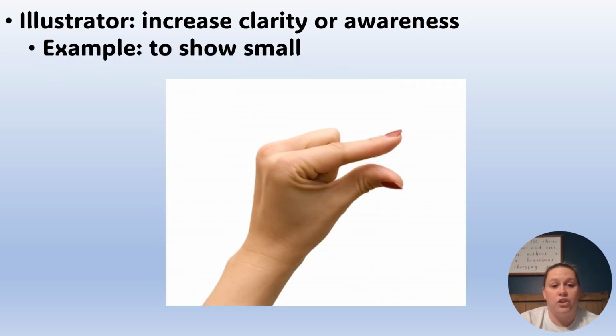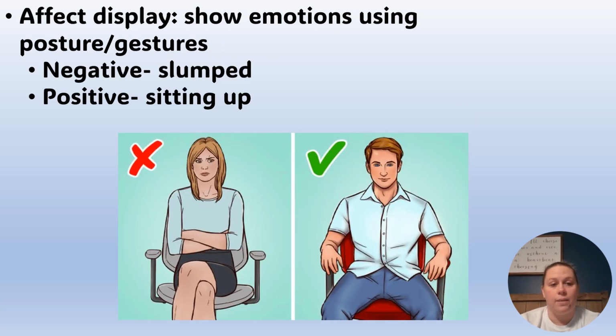You have your illustrators, which increase the clarity or awareness. So the gesture compounds or enhances the meaning of what you're saying. To show something is small, you put your two fingers together and that sort of thing. Affect display shows your emotion using postures and gestures. Your negative can be slumped over, arms crossed, that sort of thing. Positive, sitting up, engaged, and paying attention.